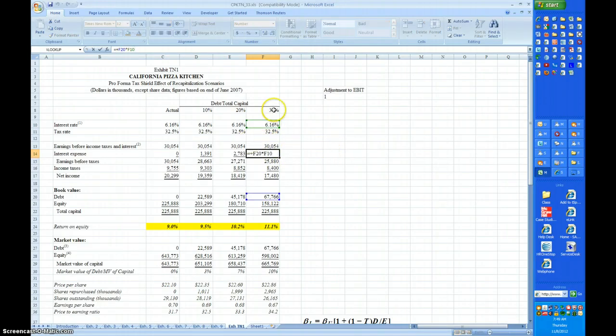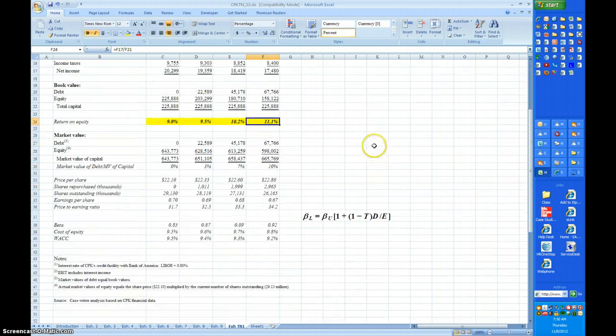Remember, they're borrowing 30%, so 30% means they're borrowing $67,766,000. That's 30% of this 225, and that has an interest expense of $4 million. It reduces net income from the original $20,299,000 down to $17,480,000, but it also serves to reduce book equity to $158. So that number divided by that number is 11.1%. So you can see that there is a higher return on equity. Again, it's all about leverage, like we talked about with the house. We can't ignore the fact that money costs money. That was awful.